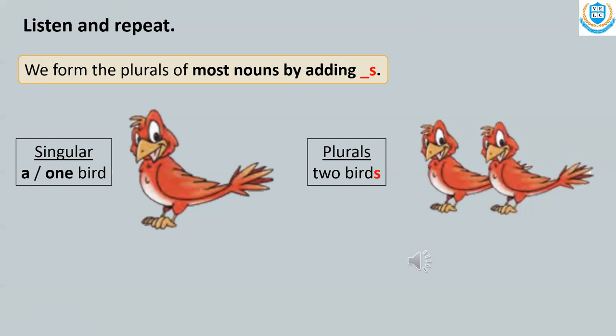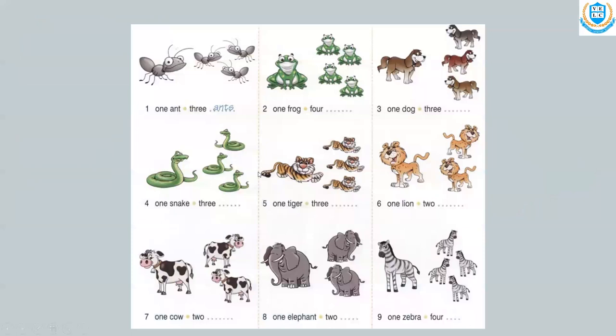Okay, you got it? So let's do this exercise. Write the plurals. Let's see here, an example. This is an example for you. One frog, four frogs. One, two, three, four. That's why four frogs.